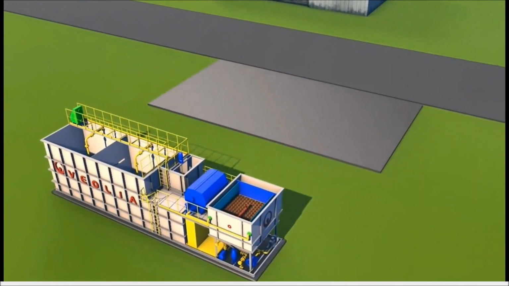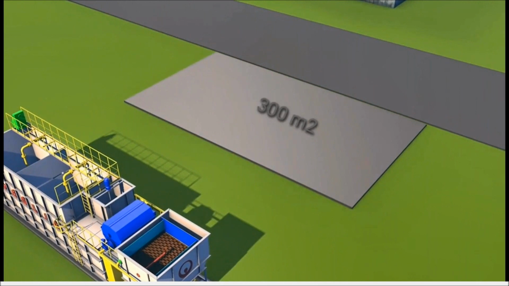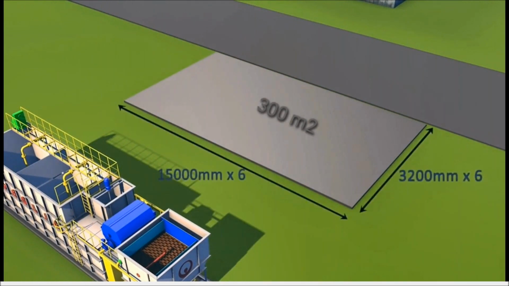As you see, the concrete pad next to our standard is remarkably big. This is the area required for a conventional STP for the same capacity of 500. It's almost 6 times bigger than our standard.